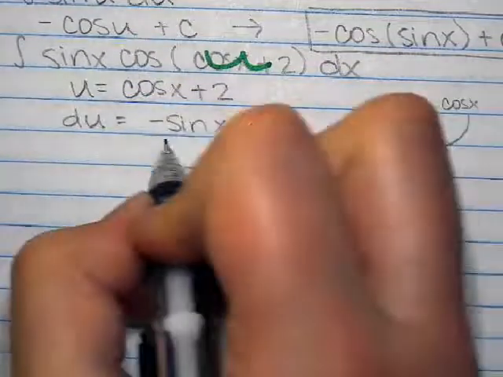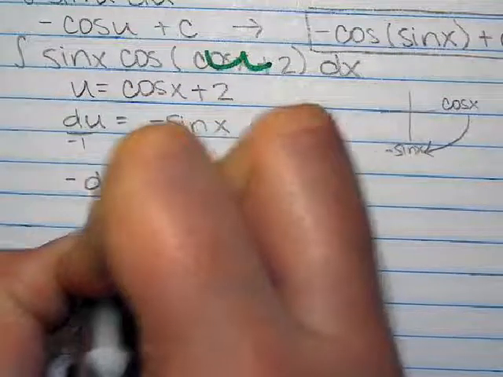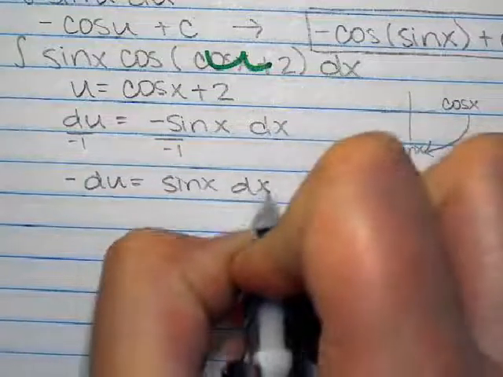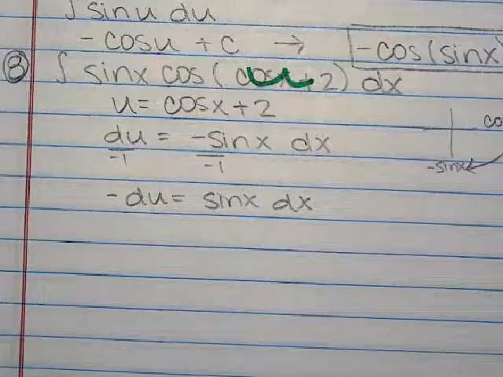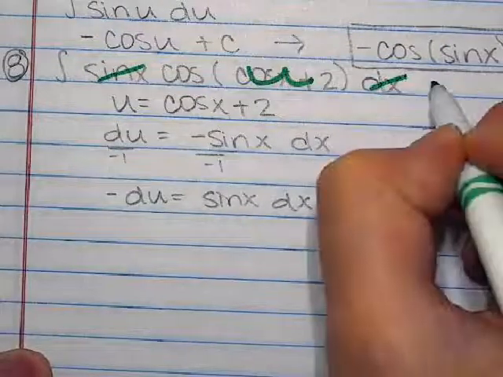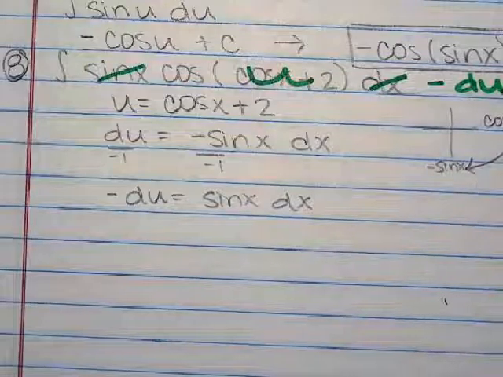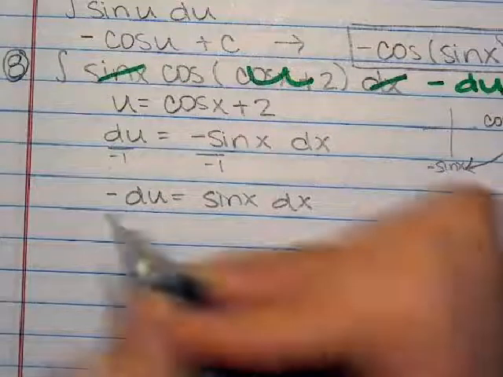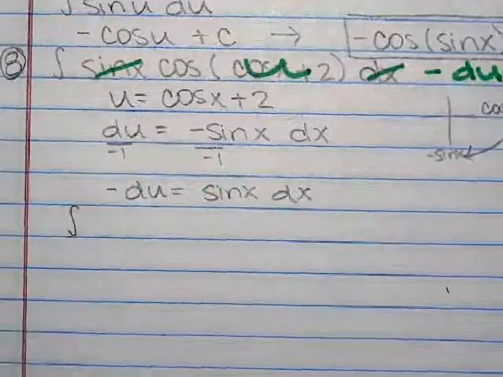Okay. So we're going to get rid of the sine and the dx, and we're going to put a negative du in the problem. Okay. And so what is the integral that we are doing? So it'd be negative cos u du.